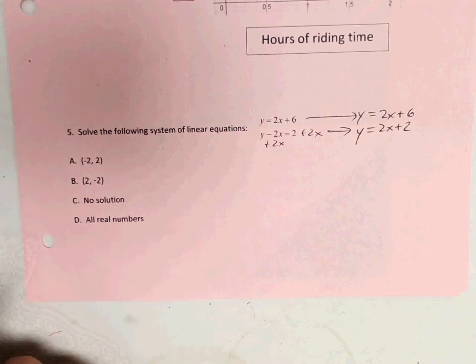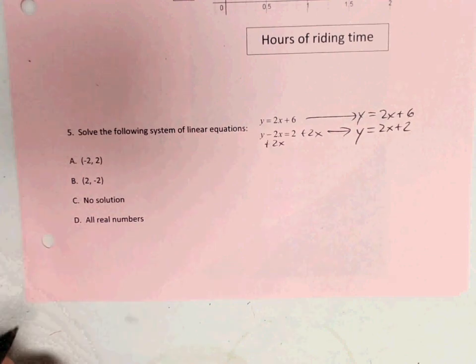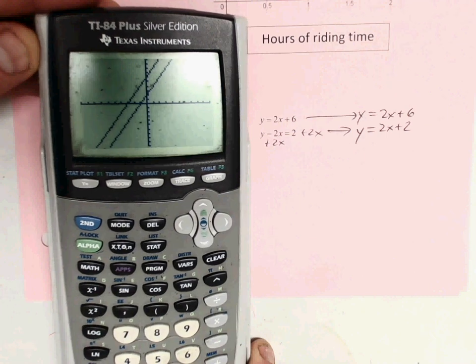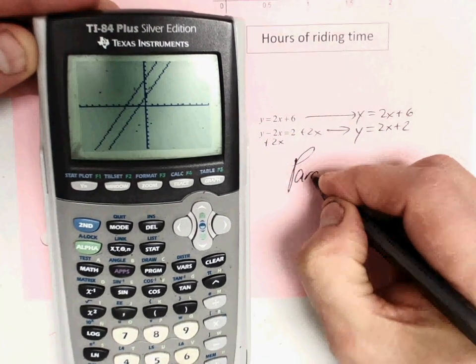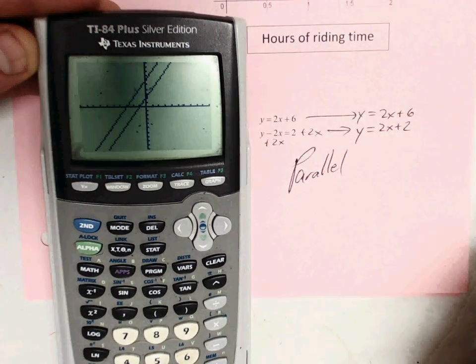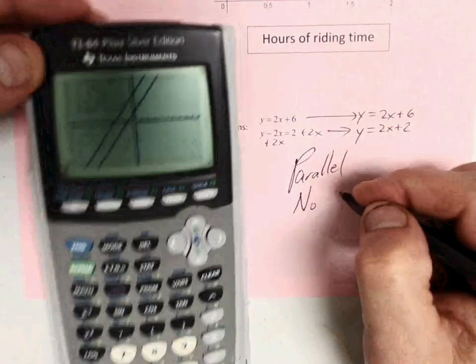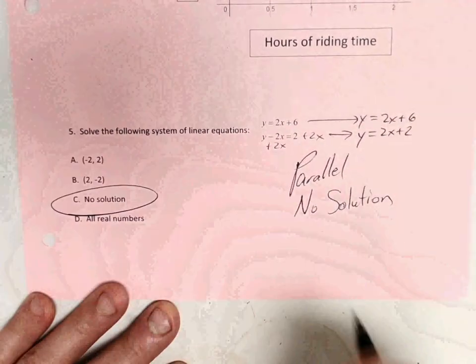If we're not sure, guess what we do with every equation? That's right. Star rule number 1. If you see an equation, we're going to graph it. What do you see? I see parallel lines. Do parallel lines cross? No. When lines cross, they have a solution. So I have no solution. Answer C.